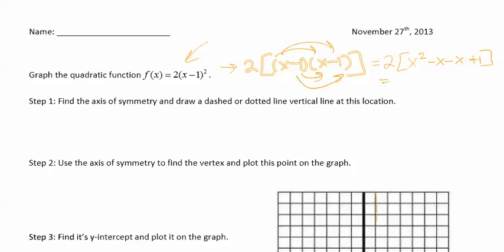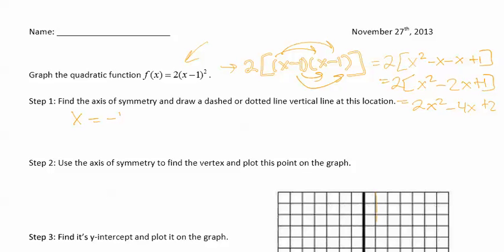When we multiply it out, first let's simplify it. So 2 times x squared minus 2x plus 1, and the final one is 2x squared minus 4x plus 2. Okay, so that's our final standard form: f of x equals 2x squared minus 4x plus 2. What we want to do now is find the axis of symmetry.